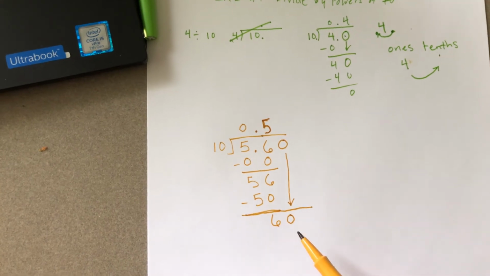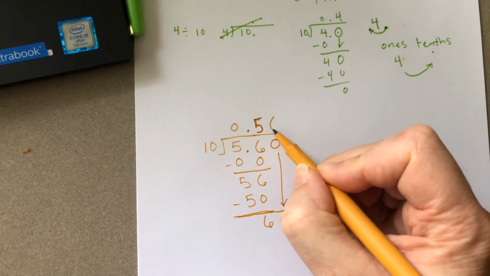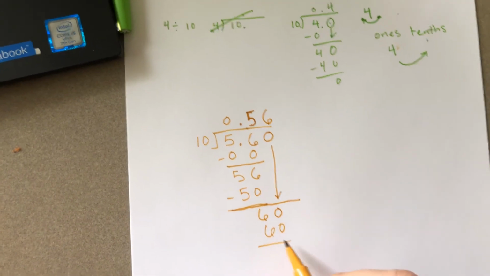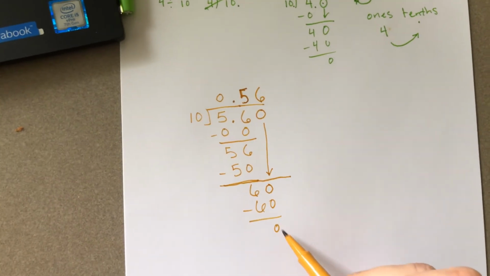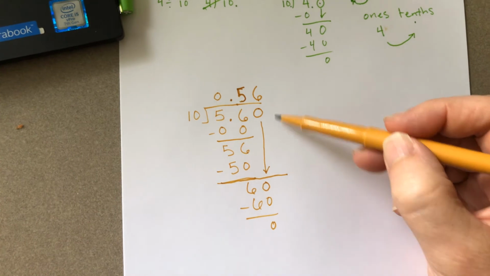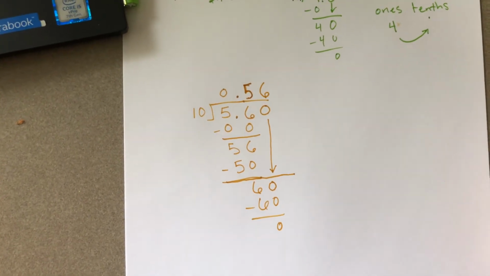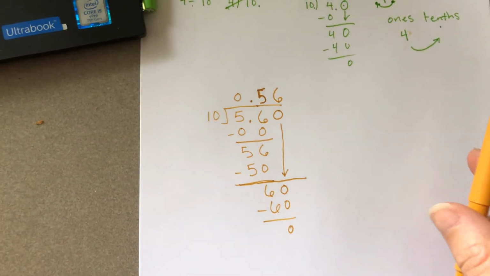So we're going to divide again. 60 divided by 10 is 6. Okay, 6 times 10 is 60. And then we subtract. Okay, so we have 0. Do we need to bring down? Well, we have no remainders. So this is actually 56 hundredths, and it doesn't divide any further.